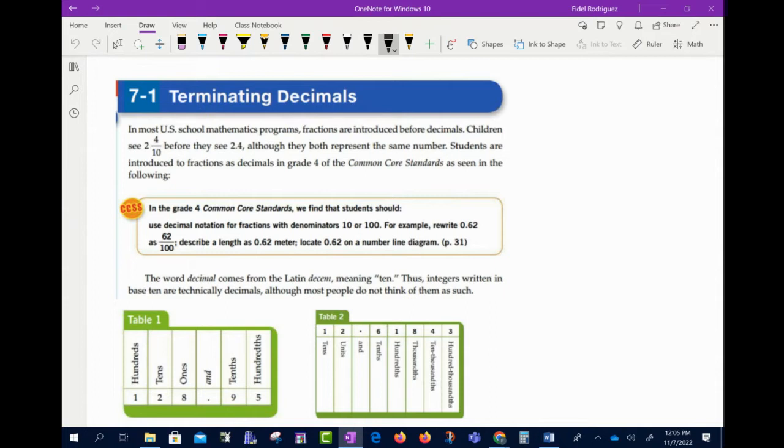Okay, so guys, 7.1 talks about these things called terminating decimals. Terminating just means that the decimals end, okay? And it says, in most school programs, y'all, fractions are introduced before decimals. Children will see 2 and 4/10 before they see 2.4, even though they represent the same number, okay? So we're going to talk about decimals and how we write decimals and what those place values are for, okay? So again, this is all stuff that you'll be explaining to your students, right?